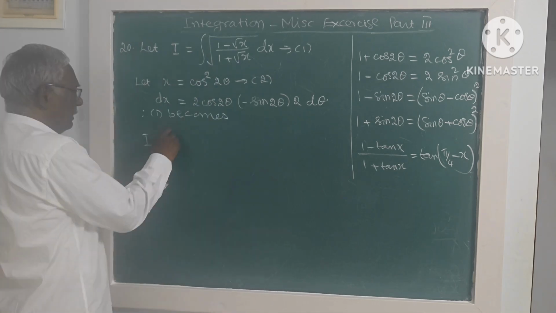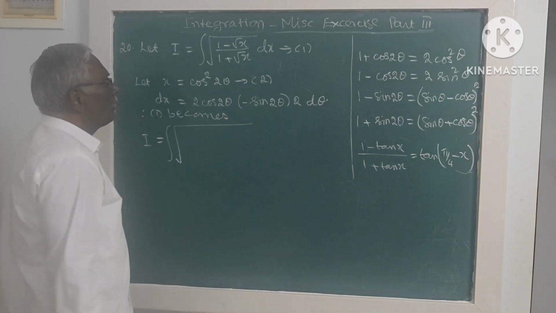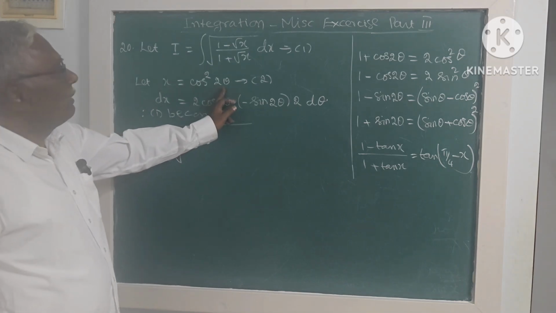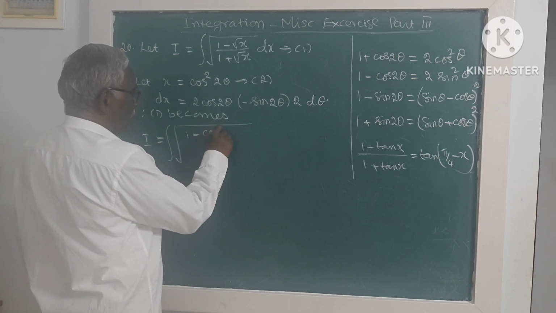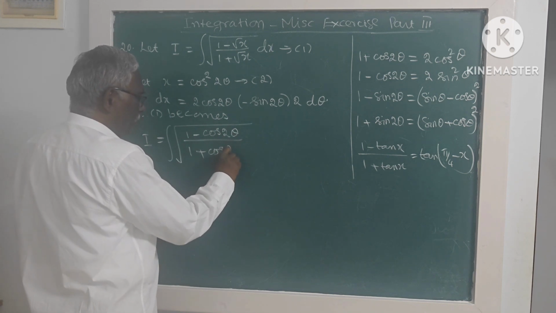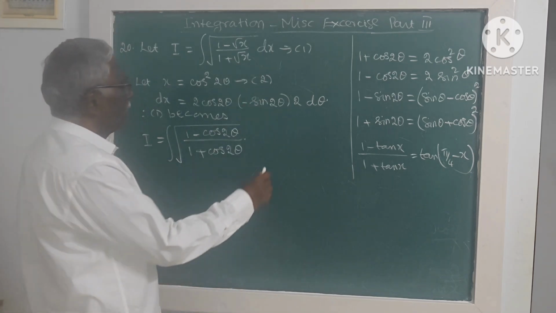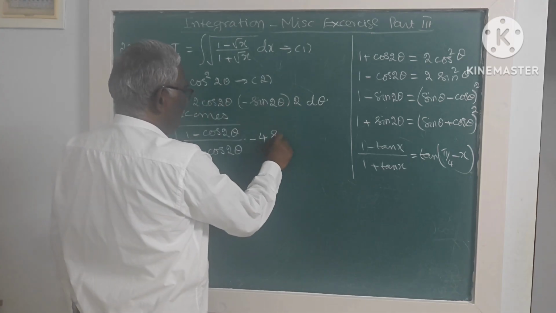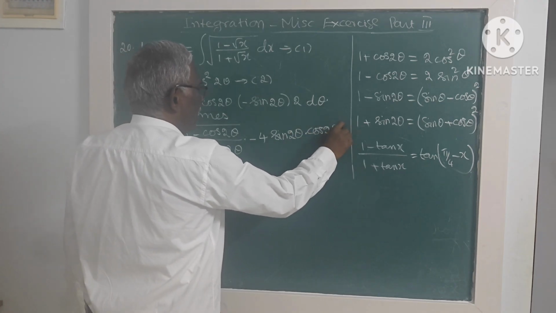Therefore the integral becomes square root of 1 minus x is cos square theta, square root of x is cos 2 theta. So 1 minus cos 2 theta by 1 plus cos 2 theta. Then dx is minus 4 times sin 2 theta into cos 2 theta d theta.